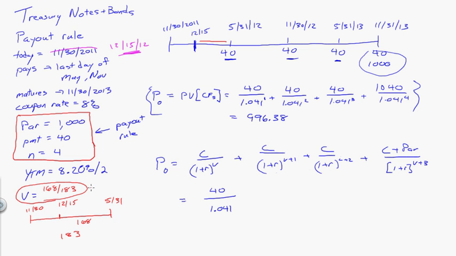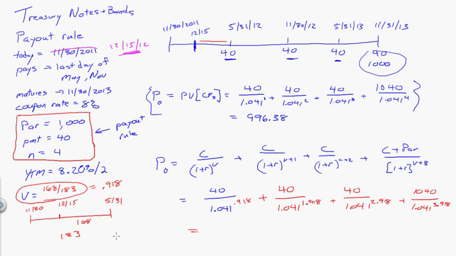Now, I wanted to do the math here. 168 over 183 is approximately 0.918, if I read that right. So it's going to be 0.918. This is going to be 40 over 1.041 to the 1.918 plus 40 over 1.041 to the 2.918 plus 1040 over 1.041 to the 3.918.